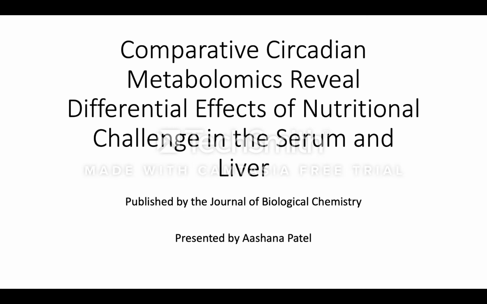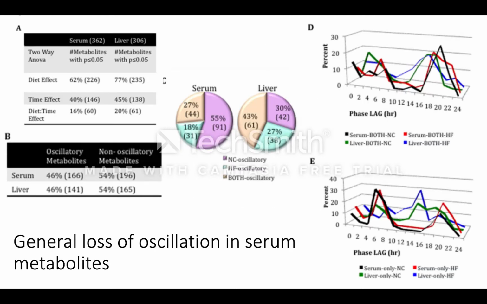Hello, today I'm going to be talking about this article called Comparative Circadian Metabolomics, and it's published by the Journal of Biological Chemistry. So, using metabolomics to analyze metabolites, 362 known metabolites, as you can see in Figure A, were found in the serum. 33.6% of these were not present in the liver, however.